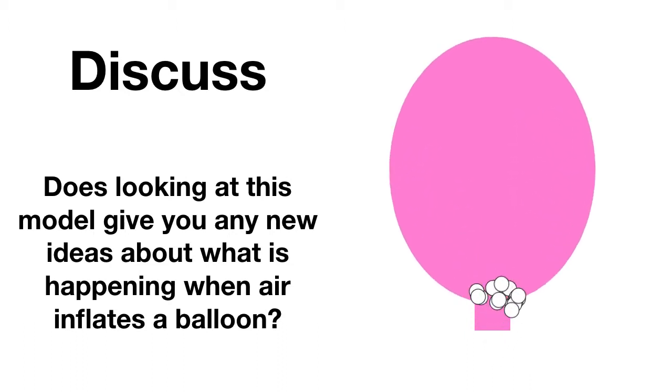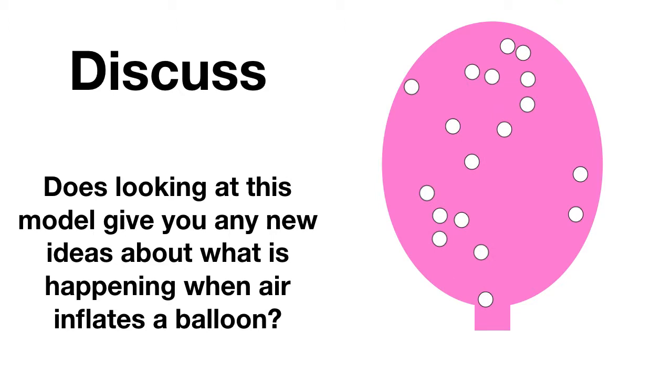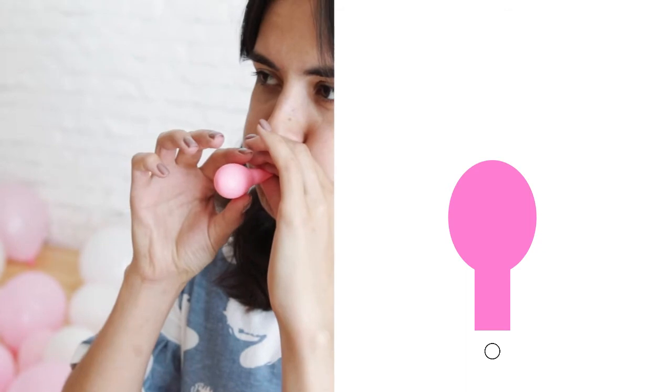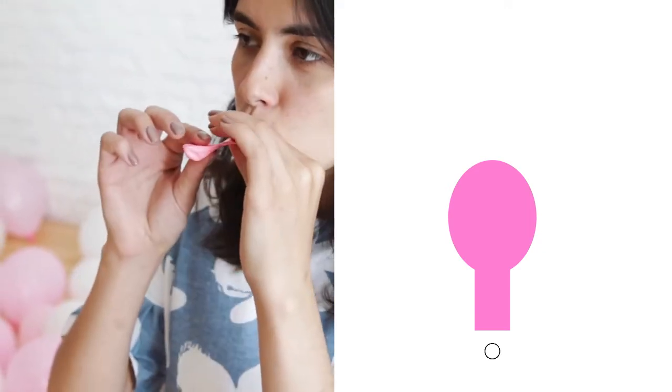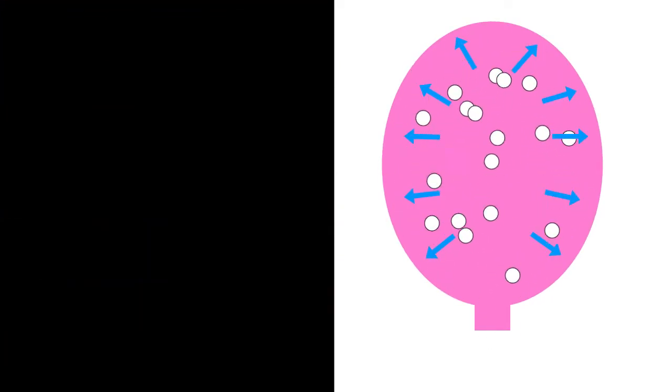Now that we've improved our model, do you have any new ideas about what is happening when air inflates a balloon? Well, when you put air into a balloon, the air isn't taking up all the space. In fact, a lot of it is just empty space. But what is happening is these air particles keep hitting the sides of the balloon. Every time a particle hits the side of a balloon, it stretches it out and inflates it a little bit. Balloons stay inflated because the particles of a gas are constantly moving and smashing into the sides.